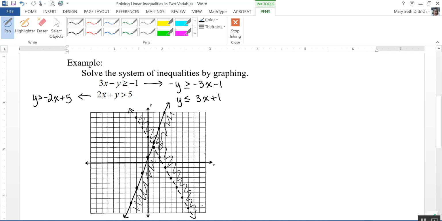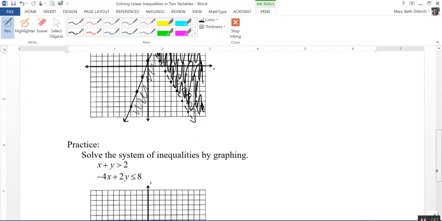And now I want to look closely and see where those two shadings overlap. For the dashed line, I'm kind of above and to the right. And for the bottom line, I'm kind of below and to the right. And so they overlap in this region right here, which you would want to shade in nice and dark. So all of this area here is where my solutions are contained. Remember, what that means is that any point in this region works in both of these inequalities.